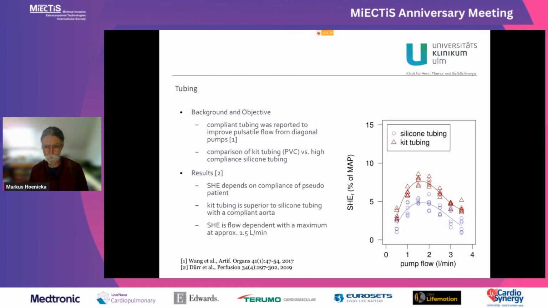But for us, the most interesting result was not that the kit tubing was in fact better, as we expected, but the dependence on the flow. As you can see, the SHE has a maximum around 1.5 liters per min, which is okay for pediatric surgery, for example, but adult patients need a lot higher flow, and SHE drops again at these high flow rates.